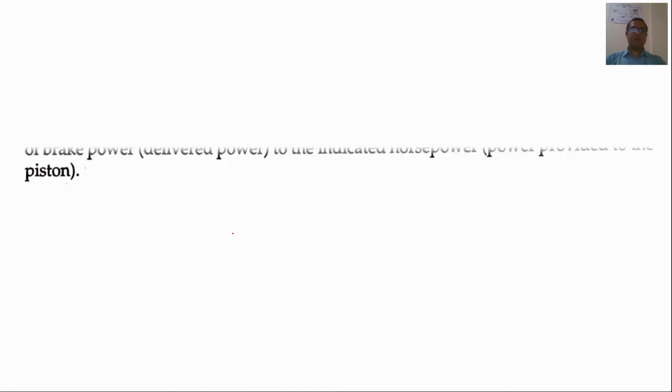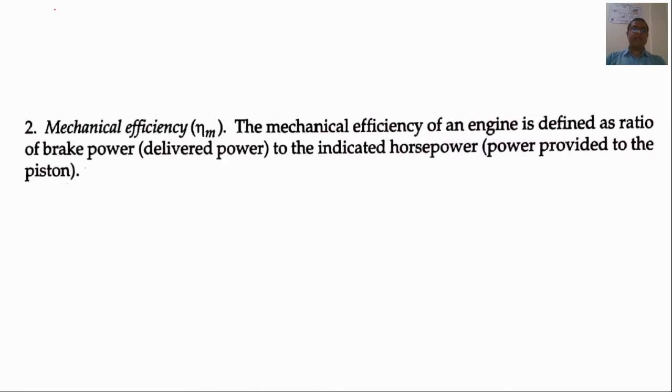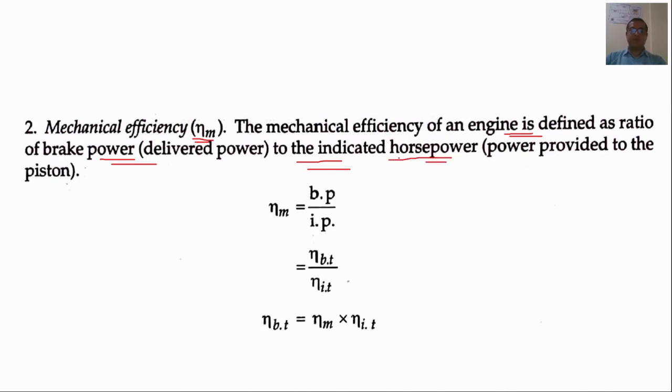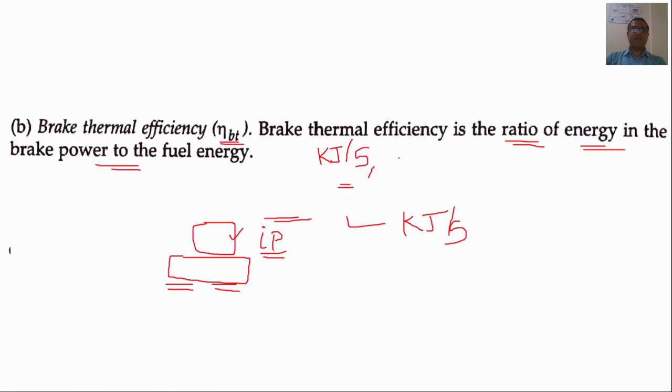Now, what is mechanical efficiency? It is eta M. The mechanical efficiency of an engine is defined as the ratio of brake power to the indicated power provided to the piston. So first of all, consider our energy flow diagram.